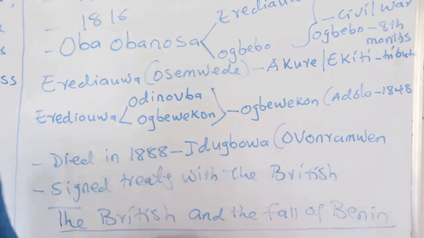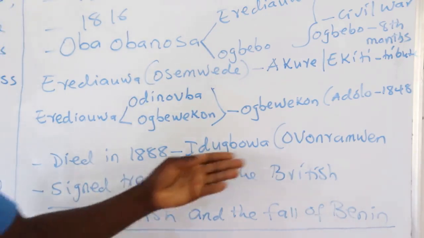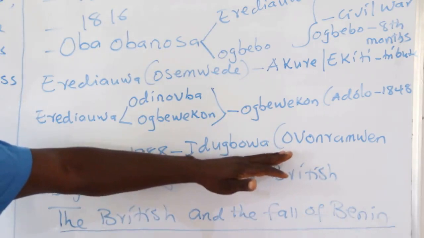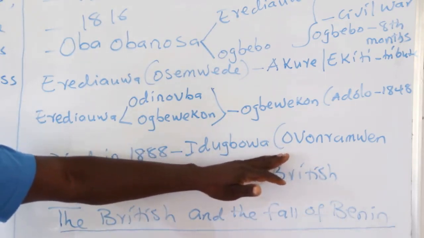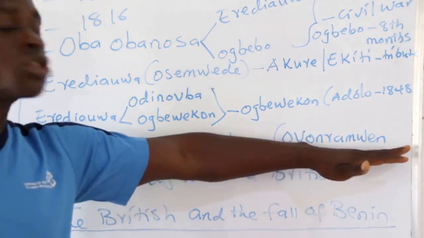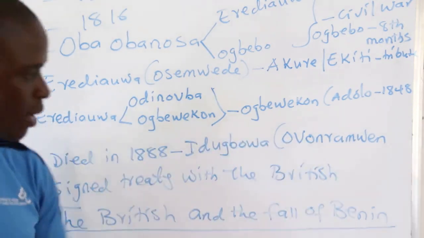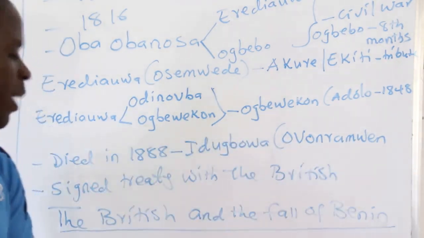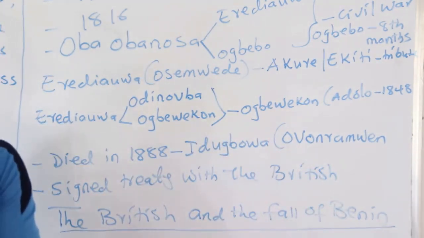And in 1888, he died. And when he passed away, he was succeeded by his son too. And the name of his son was Idu Boa, but he chose to be called Ovonrawen. So his throne name was Oba Ovonrawen. Now, it was during the reign of Oba Ovonrawen that the British visited Benin.